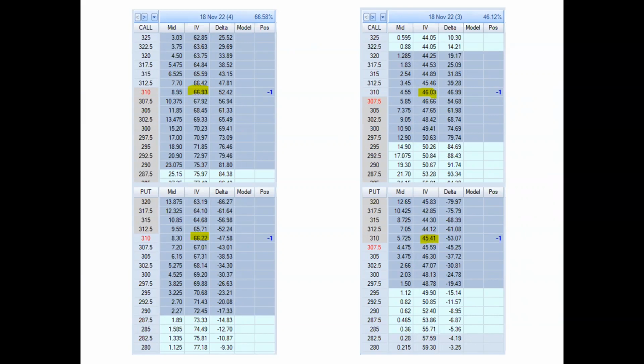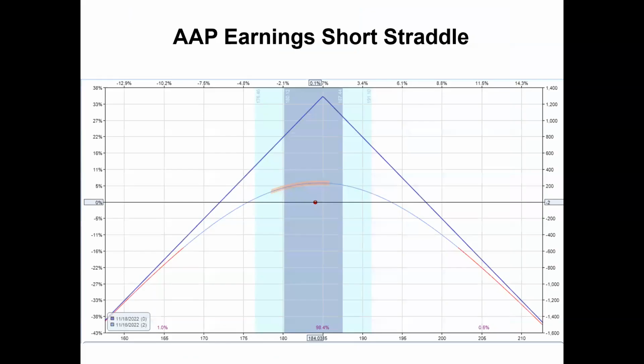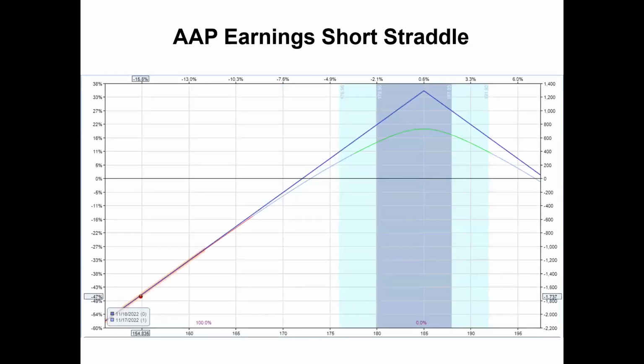Let's take a look at an example that didn't work so well. AAP, similar setup. The stock's trading at 184 and 3 cents. This trade was centered at 185, so selling the 185 call and the 185 put. And the next day, the move was 15%, much larger than expected, and that's what can happen when the trade doesn't work. So it's always good to be aware of what can go wrong.